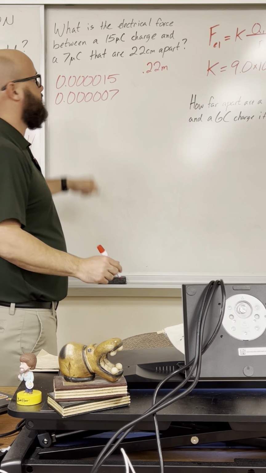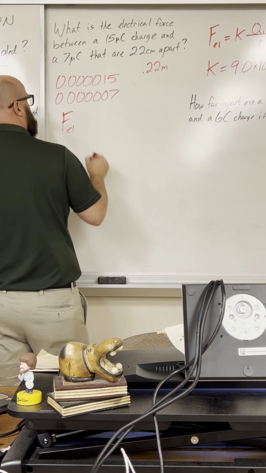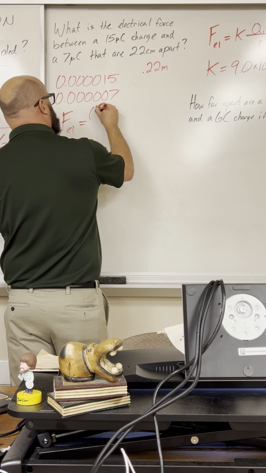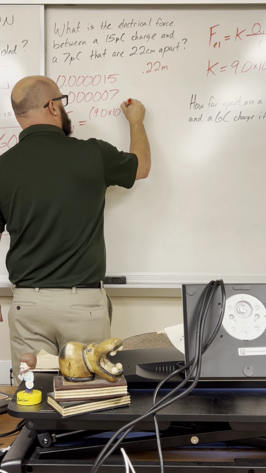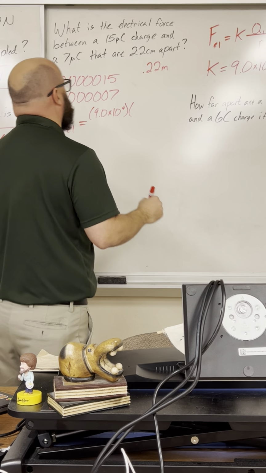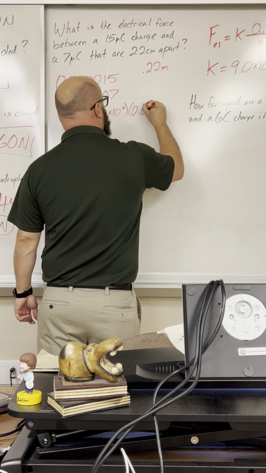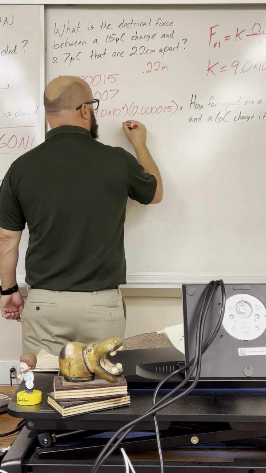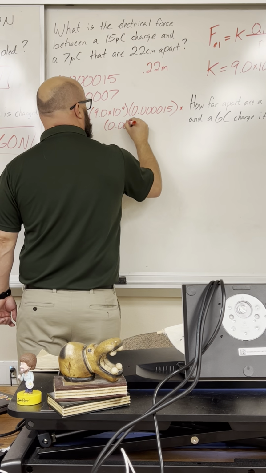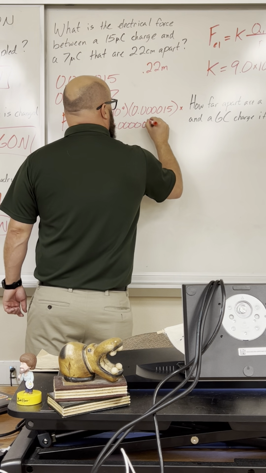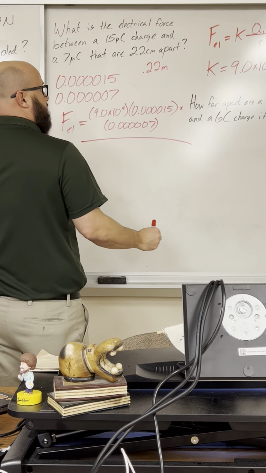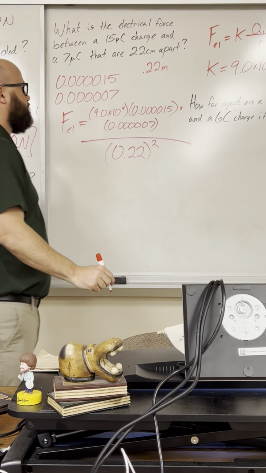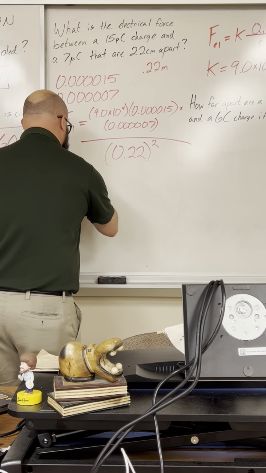Now we can solve this problem properly. F of EL equals K, even though it's written in the middle, goes on top. 9.0 times 10 to the 9th multiplied by our first charge, 0.000015, multiplied by our next charge, running out of space here, all divided by 0.22 squared. All right, let's simplify that. F of EL.